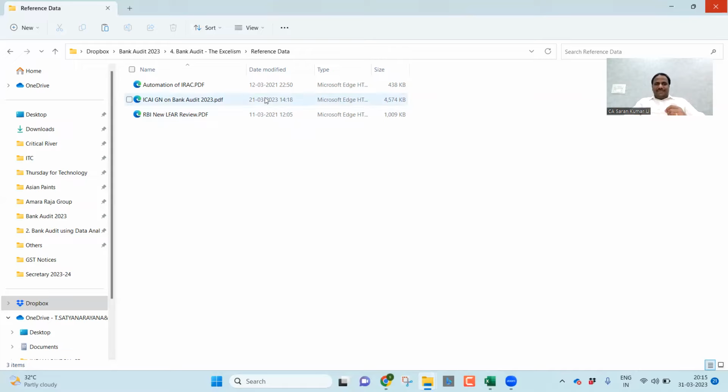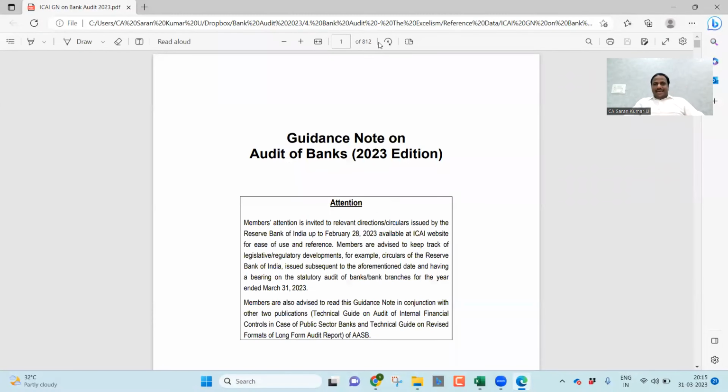If you open this, I'm 100% sure it runs to hundreds of pages, 800 to 1200 pages. I know that in the next 2-3 days, even if you spend full time, you cannot complete it. If you have a habit of reading the guidance note every year, what is important for me is just to concentrate on what is additional in the 2023 edition compared to the 2022 edition.